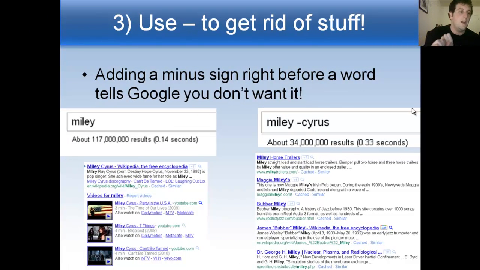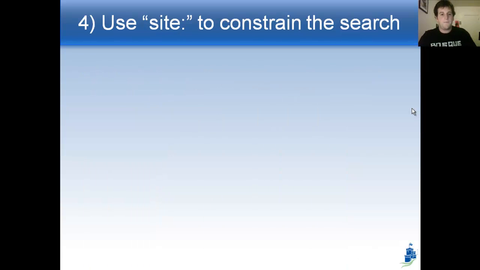Let's go over it one more time. Number 1, no full sentences. Number 2, quotes for things that are connected. And, of course, number 3, minus signs if we want to get rid of stuff. And the last one, this one's really cool.